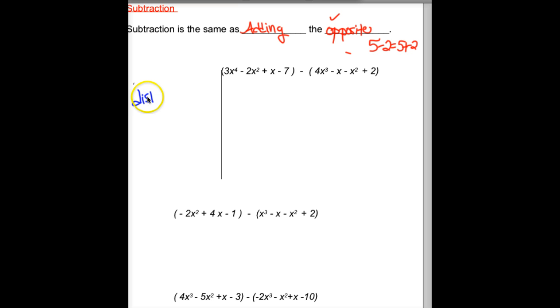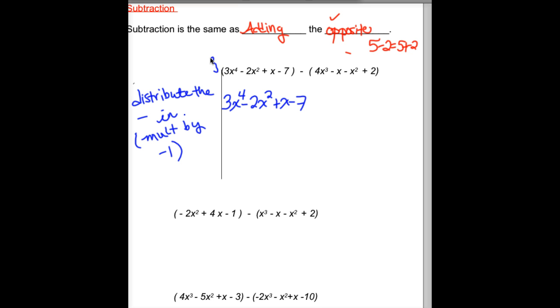Just distribute the negative in, or equivalently, you're really multiplying everything by -1 on the second one. What will you do with the first one? You're just going to keep that one as is. Just remove the parentheses. There's nothing out front here that you need to deal with, so the parentheses are just grouping them. But on this one, I have that negative to deal with, so here's what I'm going to do.